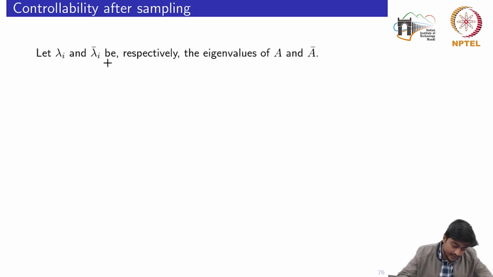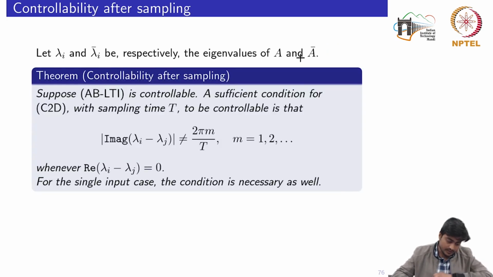So let lambda i and lambda i bar be respectively the eigenvalues of A and A bar. Here note that for this A bar, I should have written A_D, which is the discrete time matrix of the continuous time matrix. So here A bar is not the algebraically equivalent transformed matrix. Whenever I'm speaking of this A bar in the context of controllability after sampling, this A bar is the discrete time counterpart of the continuous time matrix A. So lambda i is the eigenvalue of A, and lambda i bar is the eigenvalue of A bar. So this is the result.